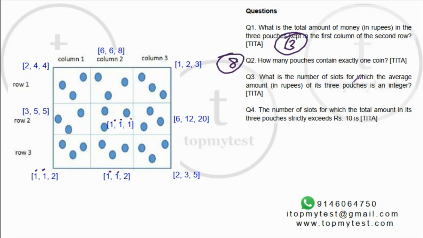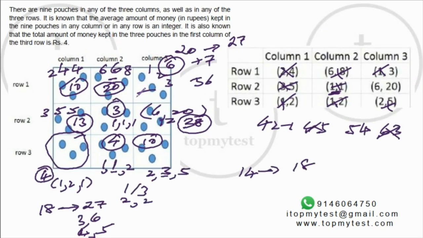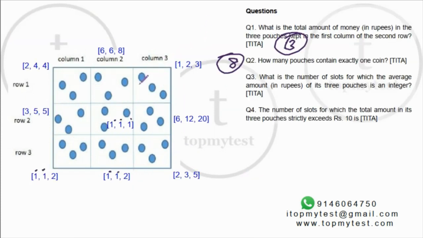What is the number of slots in which the average amount in the 3 pouches is an integer? Average should be an integer. We can use this part and figure out, right? Average, so total should be a multiple of 3. So you have 1, 2. 2 of them. Column 3 row 1 and column 2 row 2, right? So 2 of them.